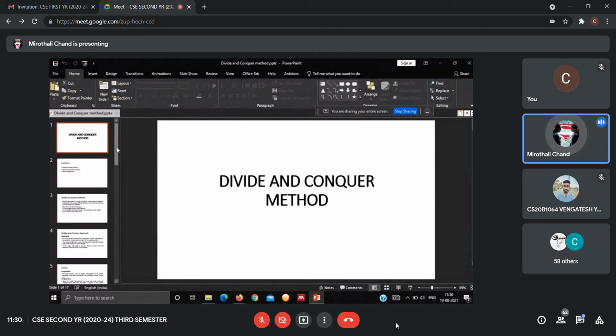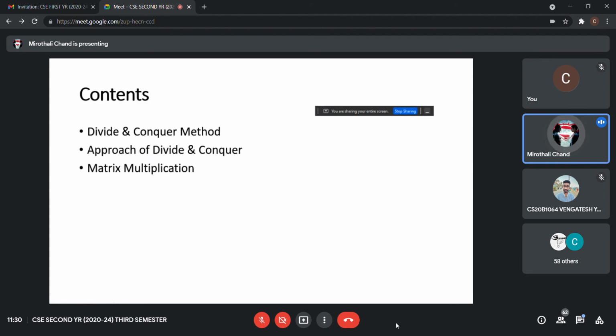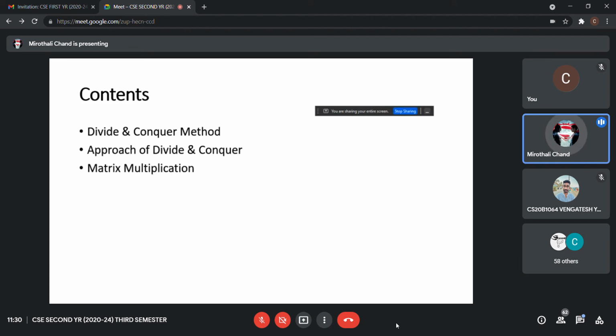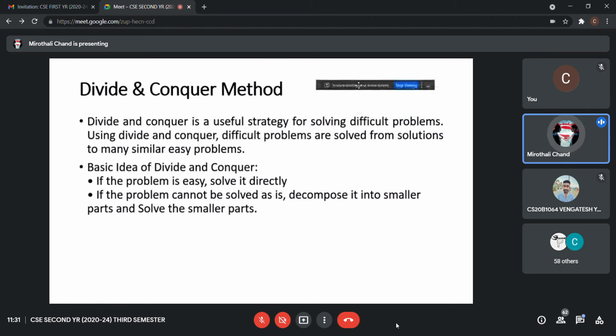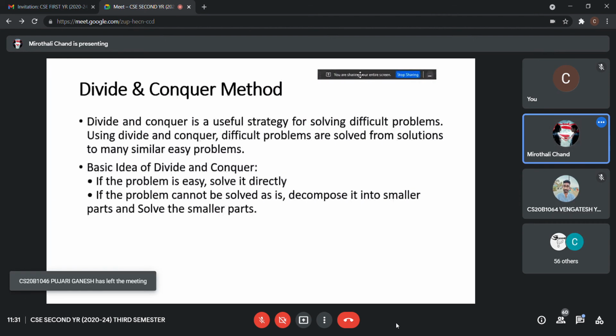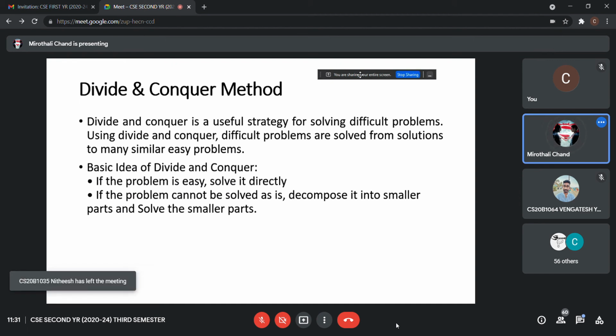So that's it regarding the divide and conquer method, which we will use for this matrix multiplication. So we will just see once again. What we saw in this section was the divide and conquer method, and its approach to matrix multiplication. So what is the divide and conquer method? In order to solve a difficult problem, we divide it into several subproblems, solve these subproblems, and then finally combine them in order to get the final solution.